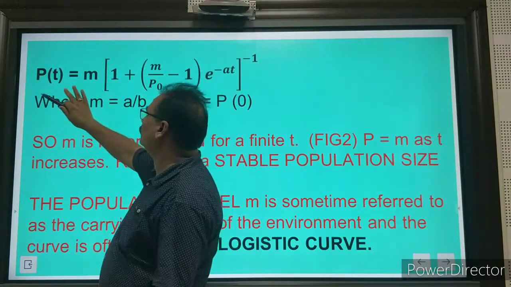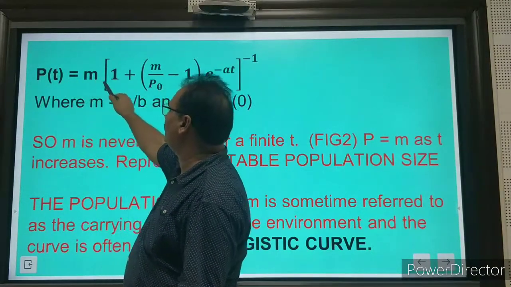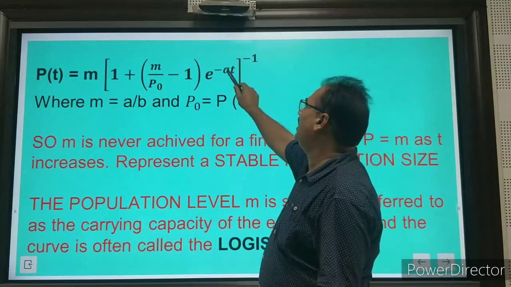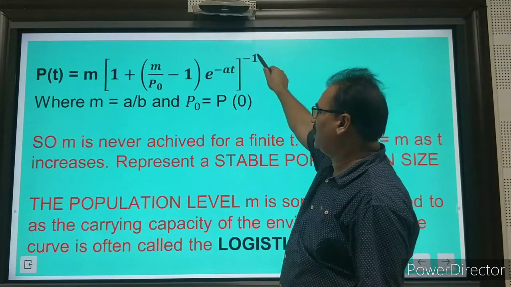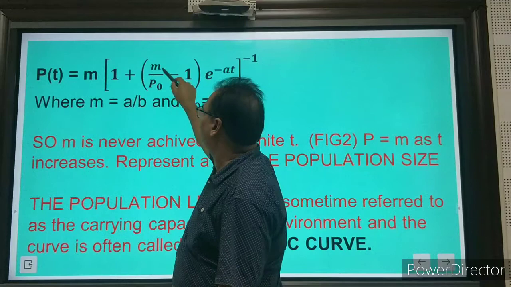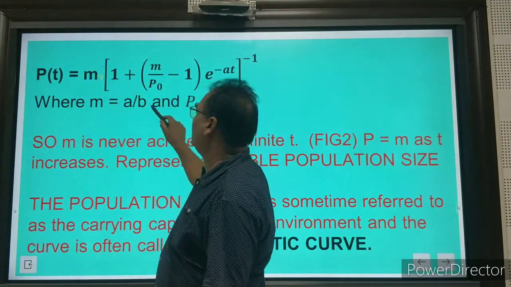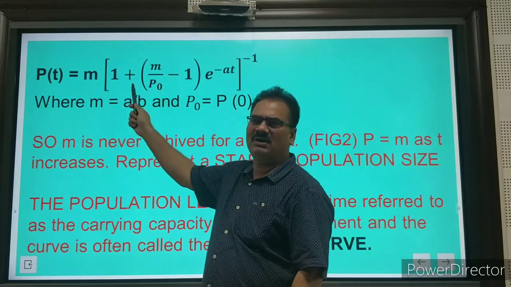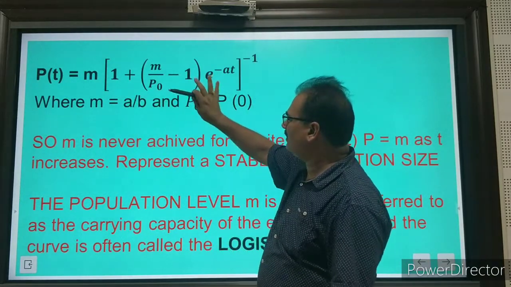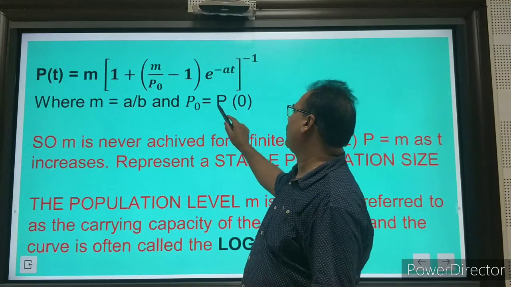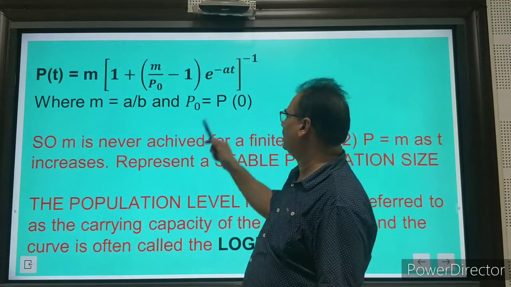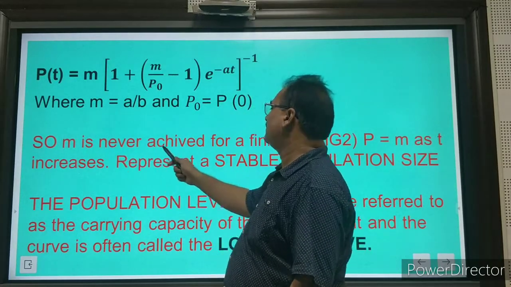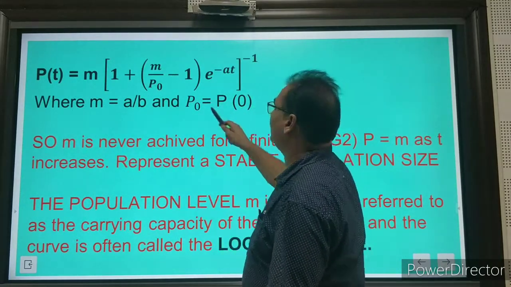and p(t) is equal to this equation. So this will be the solution. We will get the solution p(t) is equal to m times 1 plus (m by p naught minus 1) e power minus at, power minus 1. Here m is nothing but a by c. That is a ratio, and just for simplicity, this has been taken to make the equation simpler. And p naught is p naught, as we have already established, if p naught is equal to m, then m is never achieved for a finite t.